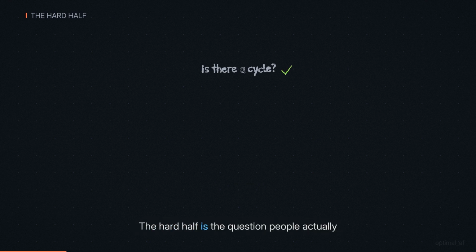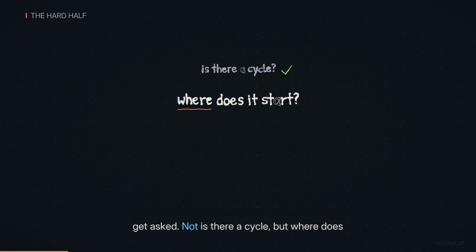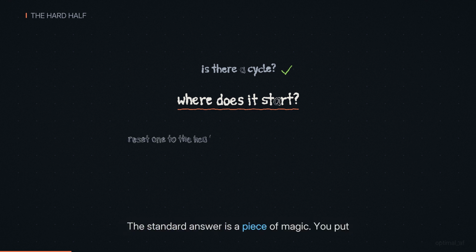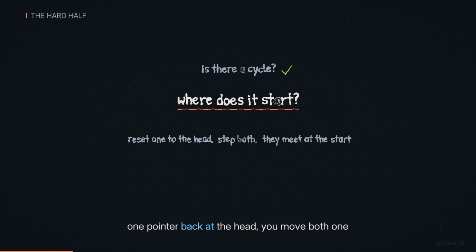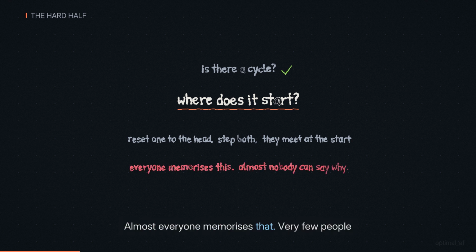The hard half is the question people actually get asked. Not is there a cycle, but where does it start? The standard answer is a piece of magic. You put 1 pointer back at the head, you move both 1 step at a time, and they meet exactly at the first node of the cycle. Almost everyone memorizes that. Very few people can say why it works.